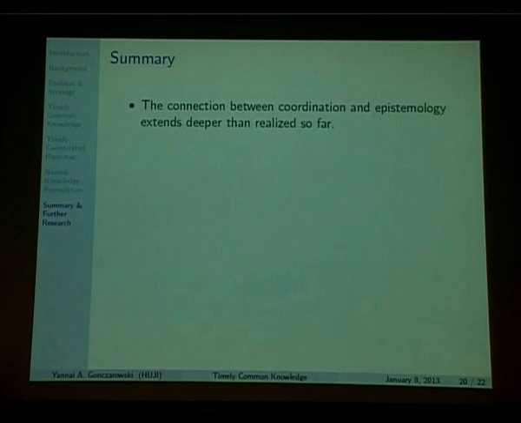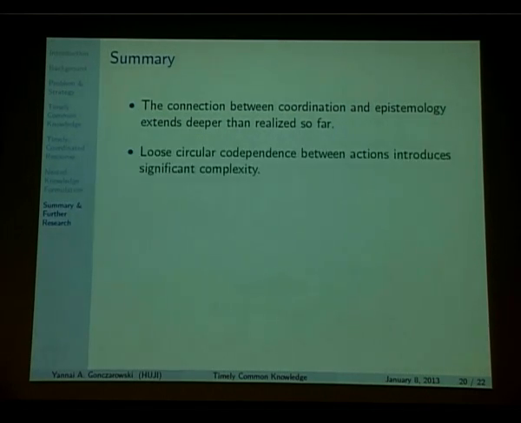So to sum up, the connection between coordination and epistemology extends far deeper than realized so far. The main hardship we've seen in this paper is because of loose circular codependence between actions. The fact that L and R are not ordered. It's not that L must act sometime after R and R doesn't care. It can act as soon as it wants. But on the other hand, they don't have to act simultaneously. There is a little bit of wiggle room. So that gave us significant hardship.